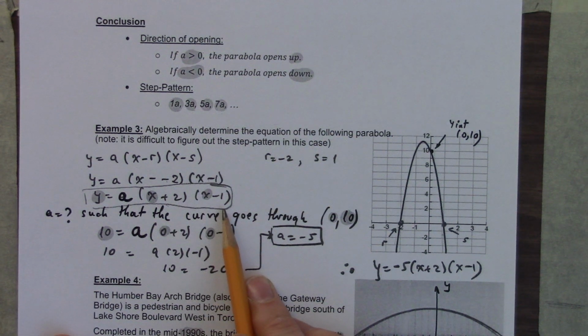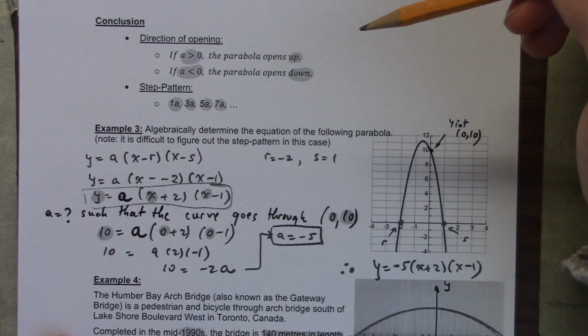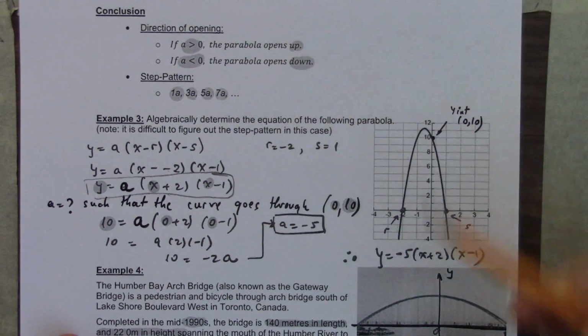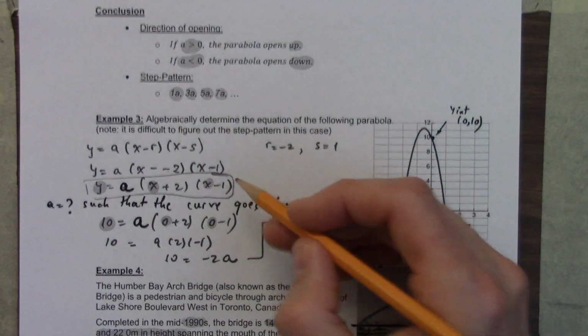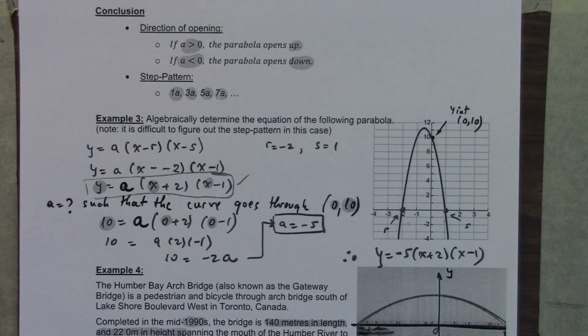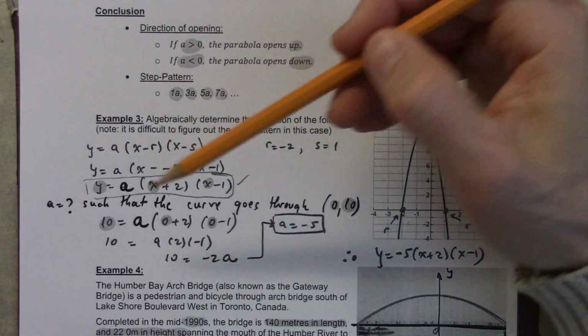Question: how do you determine which one is R and which is S? R comes first. It's on the left. Okay? Any other questions? So everyone's okay up to here. All right. Next. We don't know A.